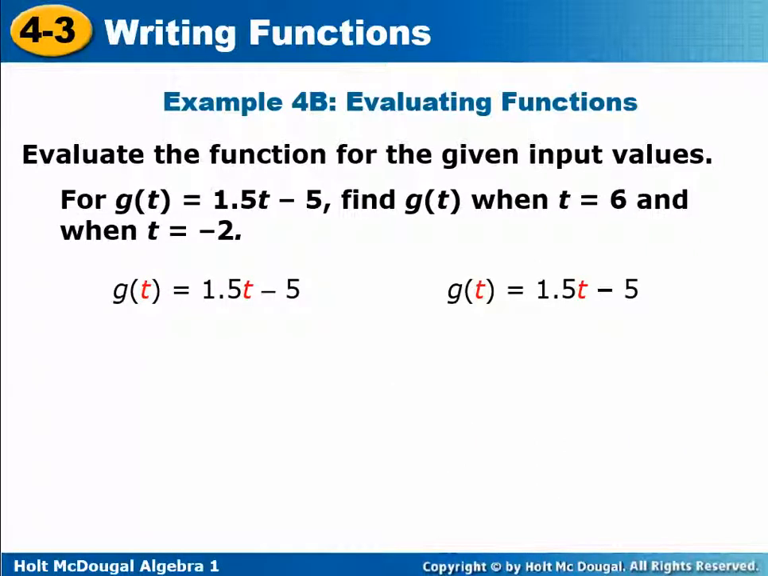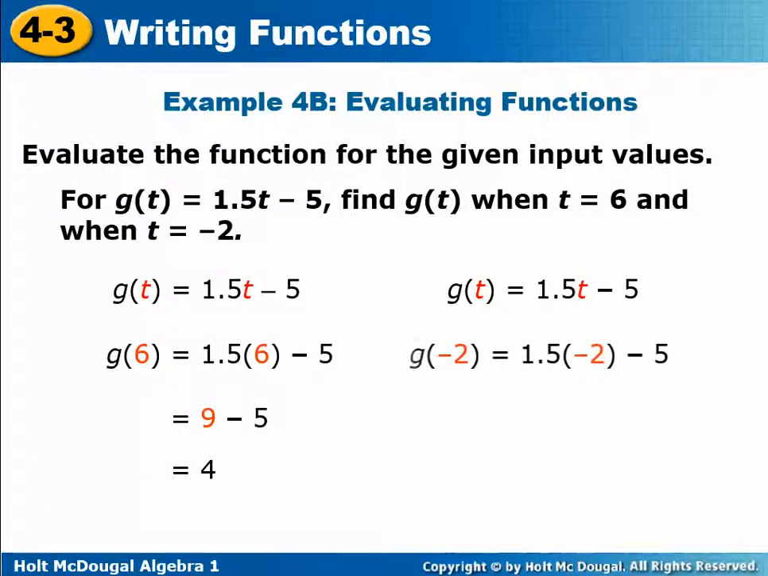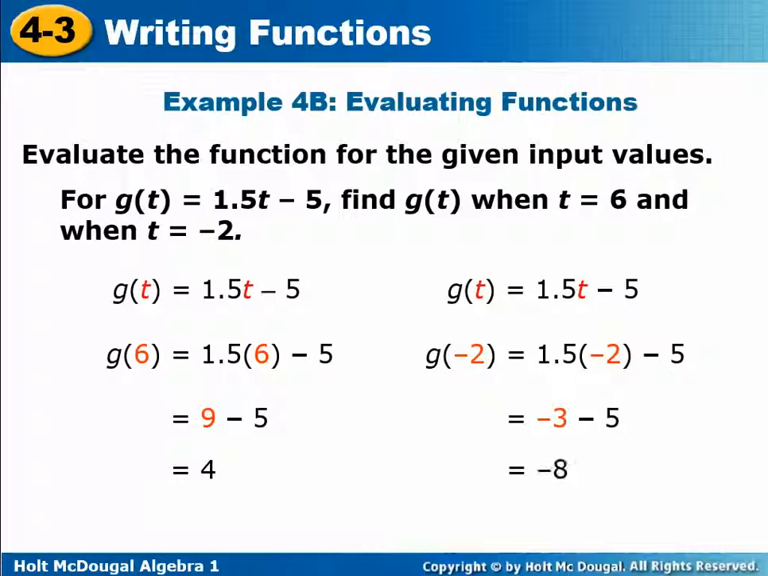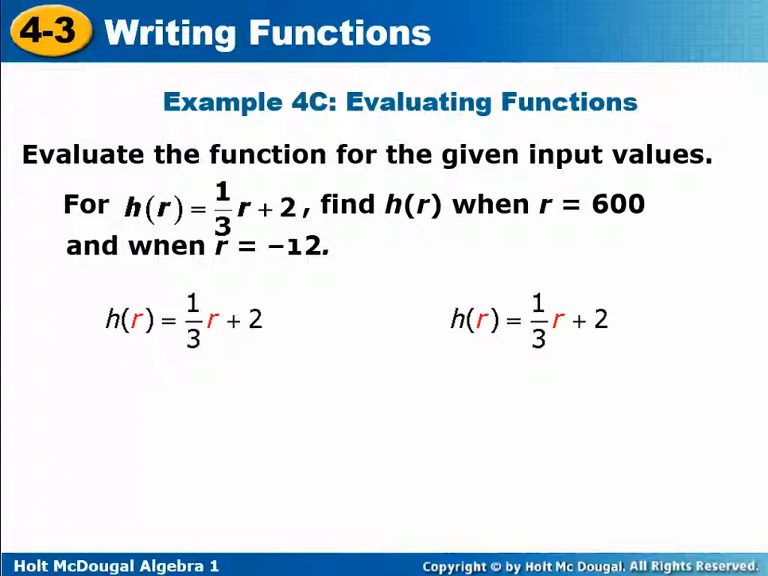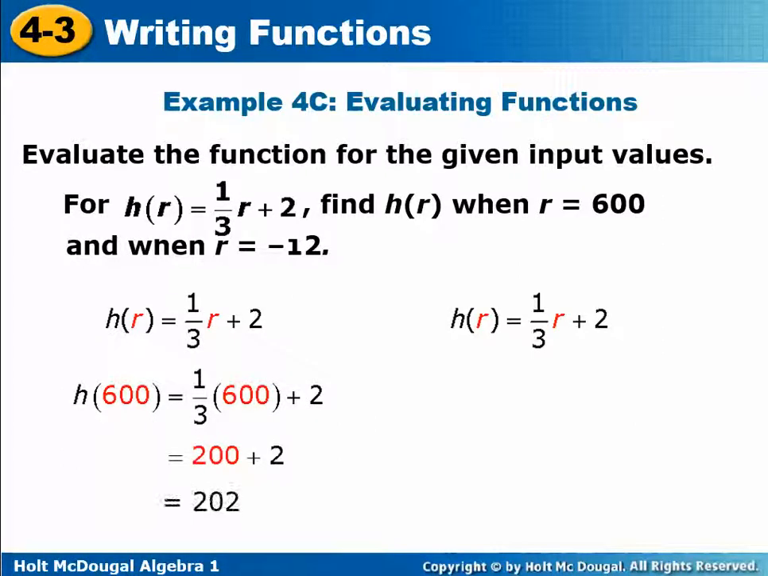Here's another example. Same exact thing, just more practice. They're letting t be 6 and t be -2. So when you put 6 in, you get 4. When you put -2 into your function machine of 1.5 times t minus 5, you get -8. And in this case, it's the same exact thing. They're just giving you different practice problems here. You plug in 600 for r into your function machine of 1/3 r plus 2, and you get 202. When you plug -12 in, you get -2.